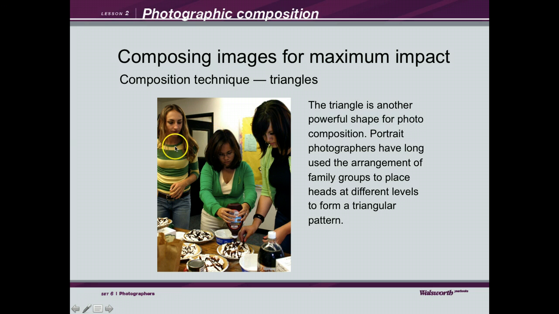Portrait photographers have actually used the triangle for a long time in the arrangement of family groups to place heads at different levels to form a more triangular pattern. If any of you have ever had a photo taken with your family at like Walmart or JCPenney's, you may have noticed that they arranged you in a triangular pattern because the photographer is using the triangle compositional technique in order to make the photo more visually appealing and more powerful.